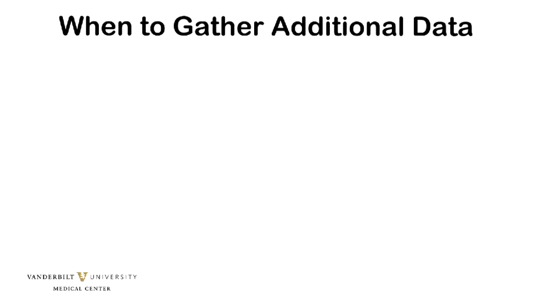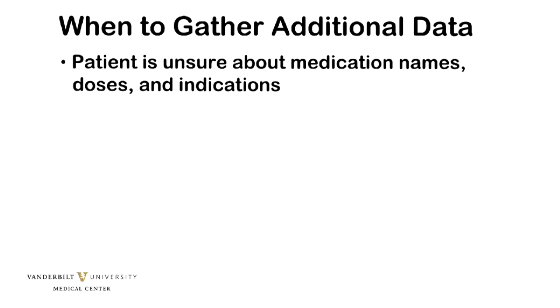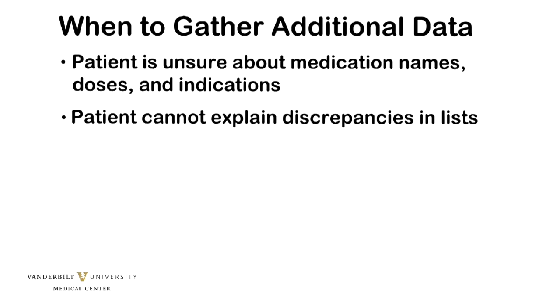It is not always necessary to get additional medication information from other sources. However, in a few situations, you may need to contact the patient's pharmacy or provider, or ask the family to bring in the medication bottles from home. This could be important if the patient is unsure about medication names, doses, and indications when asked to verify an existing list, or if the patient cannot explain discrepancies among medication lists.